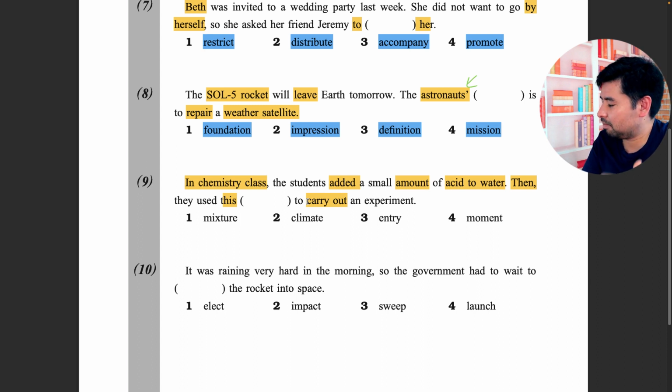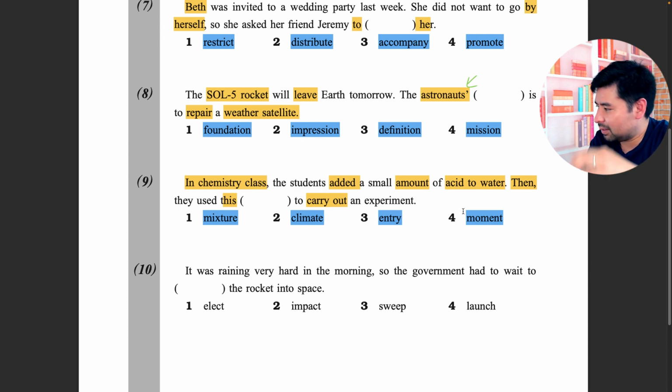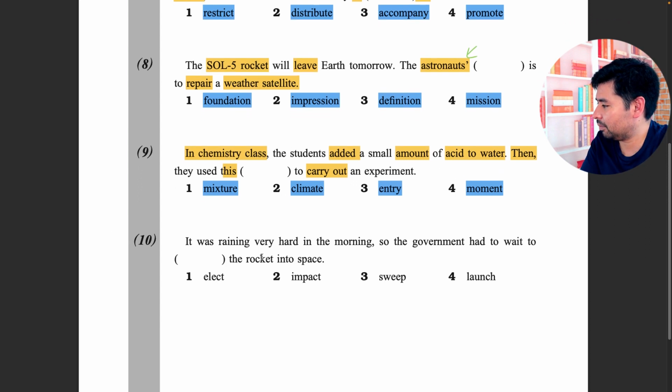Very important word. Okay, so be careful. So they used this what? Again, they added a small amount of acid to the water. So they did something, right? And then they used this what? Mixture, climate, entry, or moment. They use this what? And this, when I say this, is this addition of acid to the water. When we do this, we can give a name for that. So what do you think? And number 10 here, down below. Next question, right?